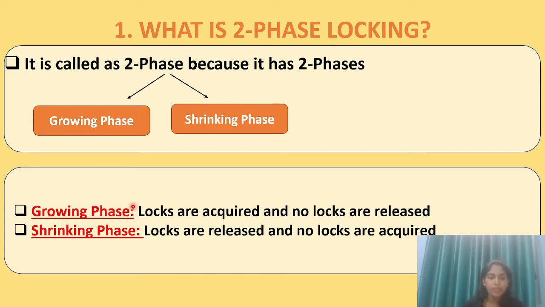Growing phase means locks are acquired and no locks are released. During this phase, only locks are acquired. Locks are put up or given. And during the shrinking phase, locks are only released. You cannot give or acquire any lock. So we have a growing phase and a shrinking phase. In the growing phase, you only acquire the locks, you cannot release them. And in the shrinking phase, you only release the locks, you cannot acquire them.